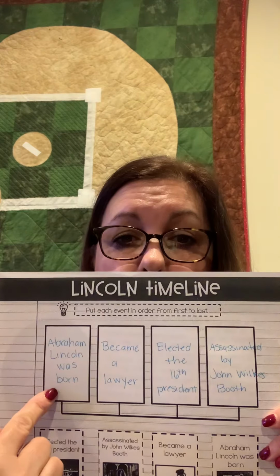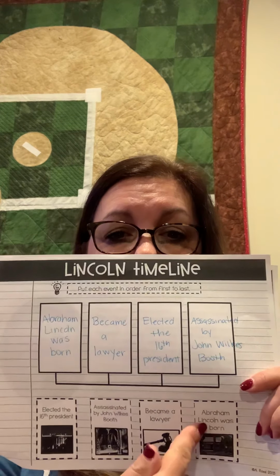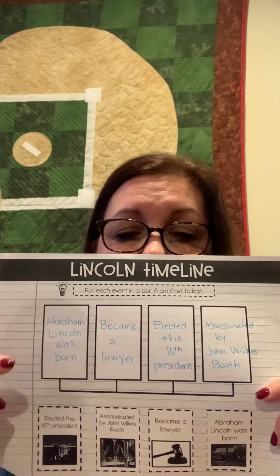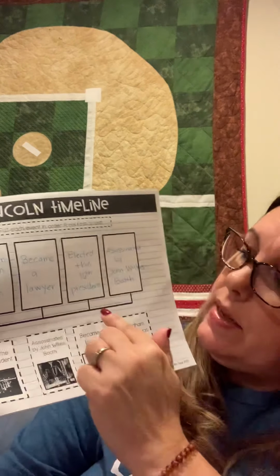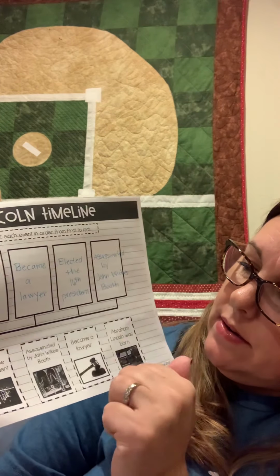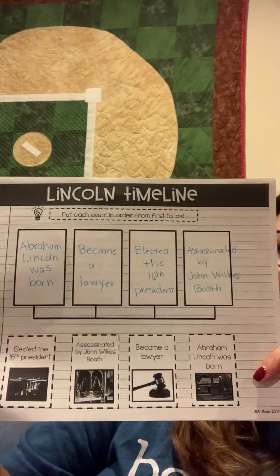Abraham Lincoln was born. So this would have gone in the first box. He became a lawyer. He was elected the 16th president. He was assassinated by John Wilkes Booth.